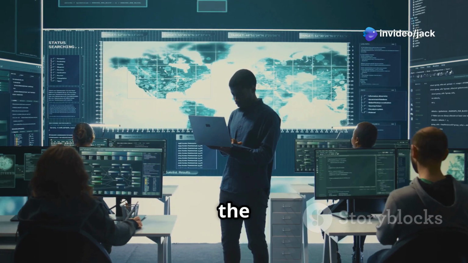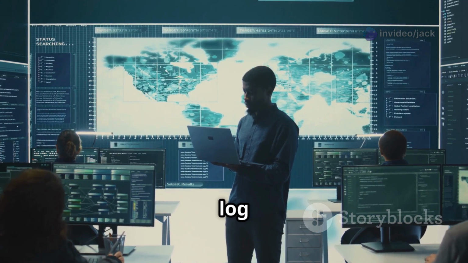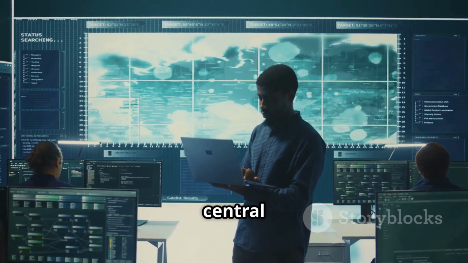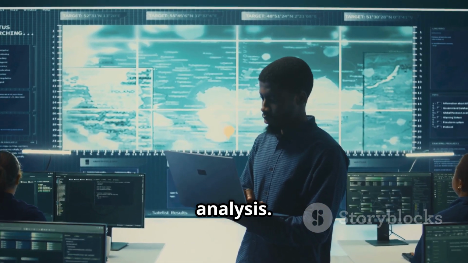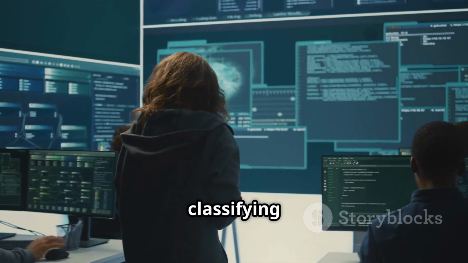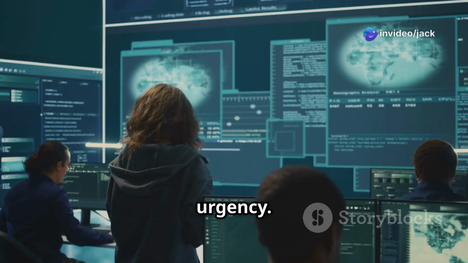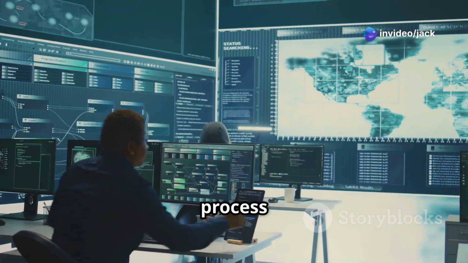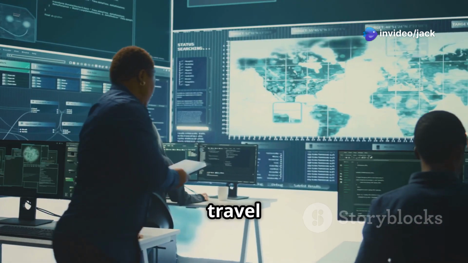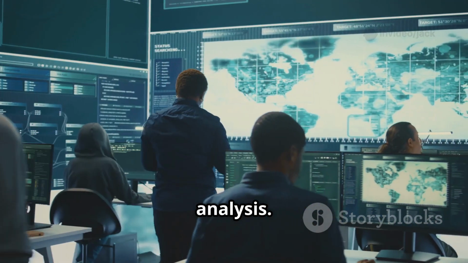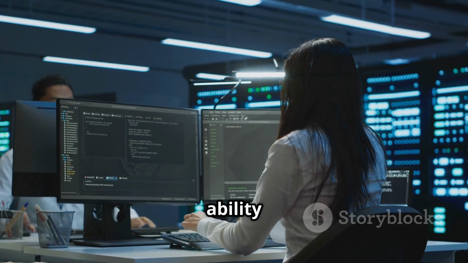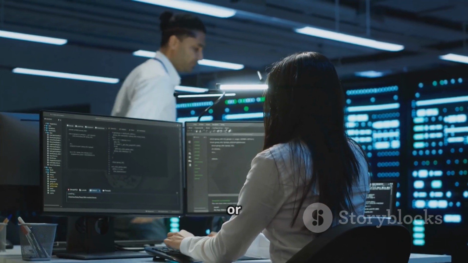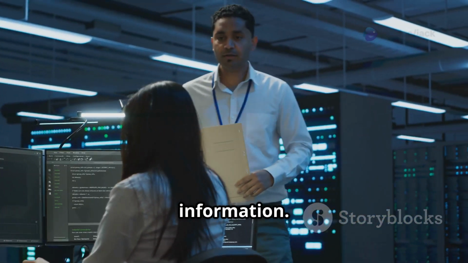Log ingestion is the process of formatting and uploading log data from different sources to a central location for analysis. Logging level is a means of classifying log entries in terms of urgency. Packet capture is the process of grabbing packets as they travel through the network for analysis. Pattern recognition is the ability to detect arrangements of characters or data that can yield information.